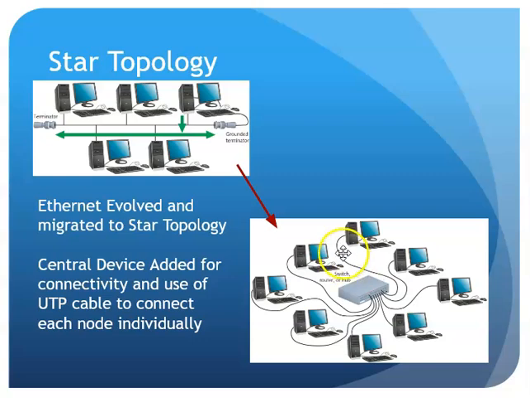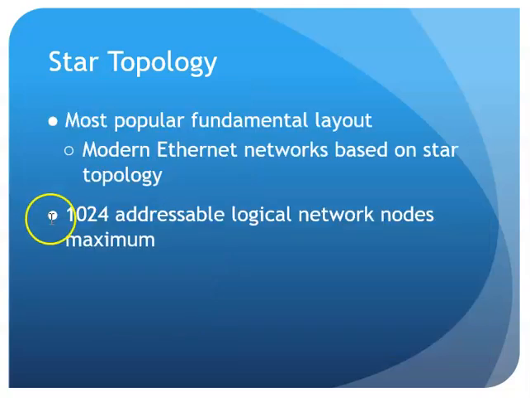Each computer now gets connected, instead of using coax cable, using twisted pair, which is what we use now. Each computer connects into this central device using a twisted pair connection. So now I have each device connected individually. If I have an issue with one, it does not affect the others. Unlike here, if I had an issue with one, it might affect the whole network. So I'm getting an advantage already.